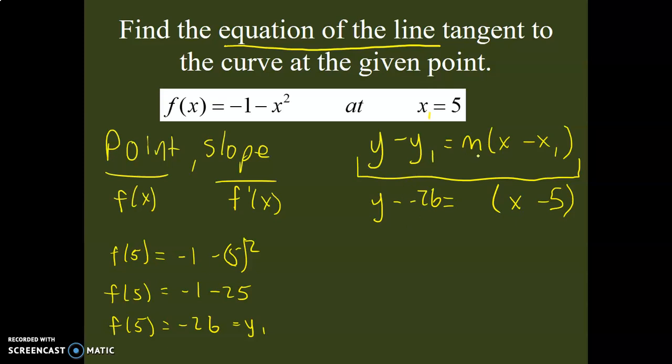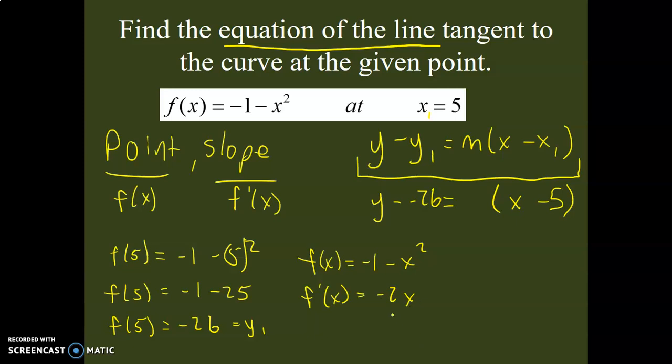Now I just need the slope, and the slope is going to come from the derivative. So if f of x equals negative 1 minus x squared, f prime of x, the constant goes away, use the power rule here, negative 2 comes in front, drop the exponent down to 1, so negative 2x.